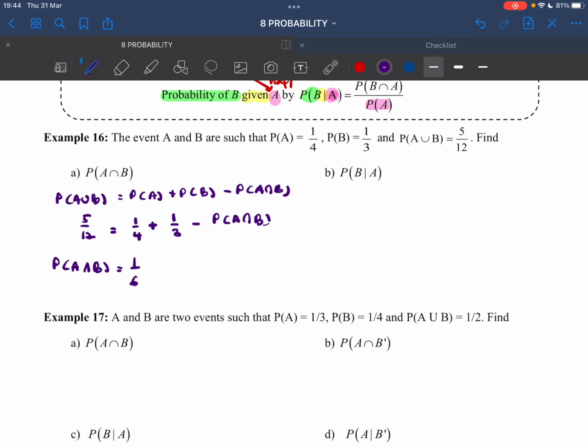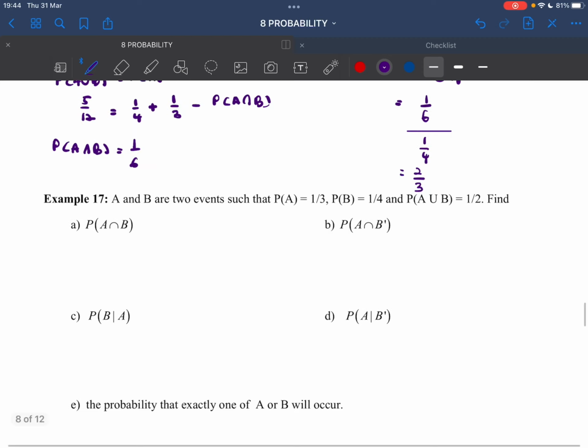Okay, so now to find P(B given A). The formula is P(B intersect A), just follow the order, over P(A), because the one at the bottom must be the same as the one at the back. P(B intersect A) is the same as P(A intersect B), so that will be 1 over 6 from question A. P(A) is given in the question, so we have over 1 over 4, and that will be 2 over 3. Okay, so now let's go to example 17.